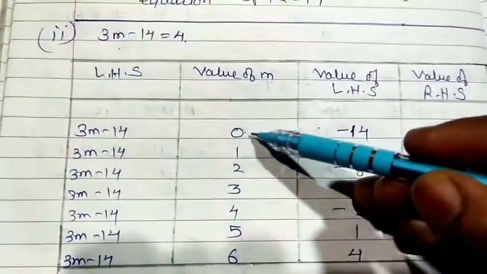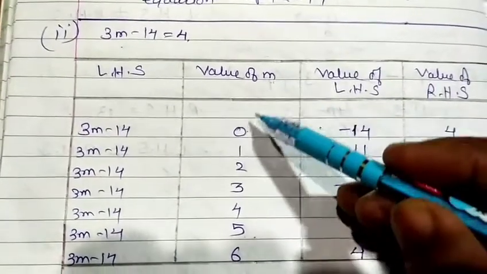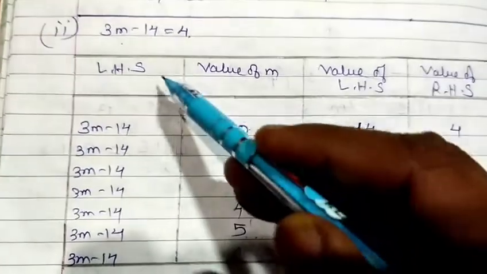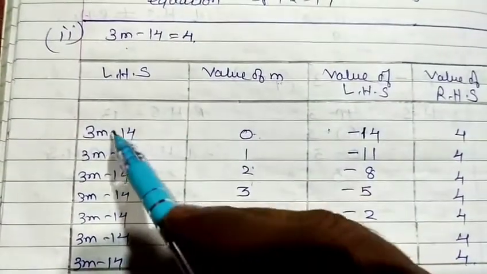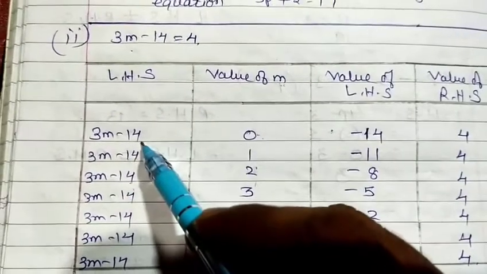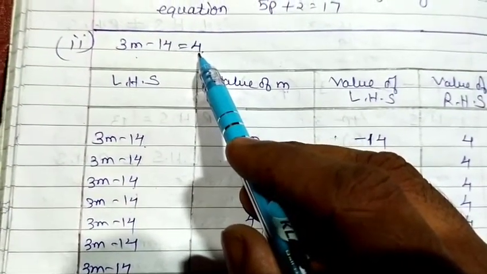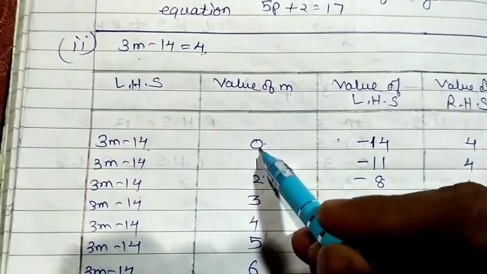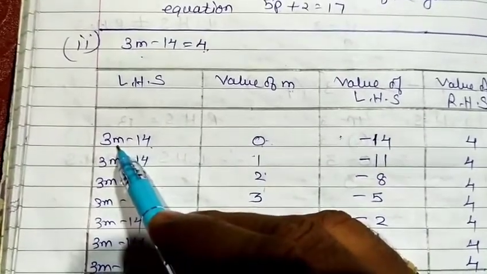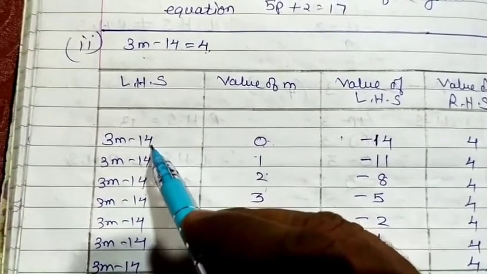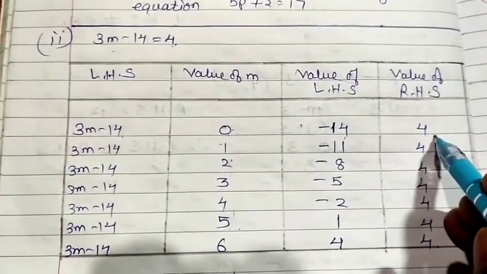Here also we have to apply the trial and error method, means one by one we have to substitute the value of m with 0, 1, 2, 3 and so on. Write down the expression toward your left hand side, that is 3 times m minus 14. Now you should get 4 over here. So first you start with 0 in place of m. 3 zeros are 0, minus 14 is minus 14 only, which is not equal to 4.